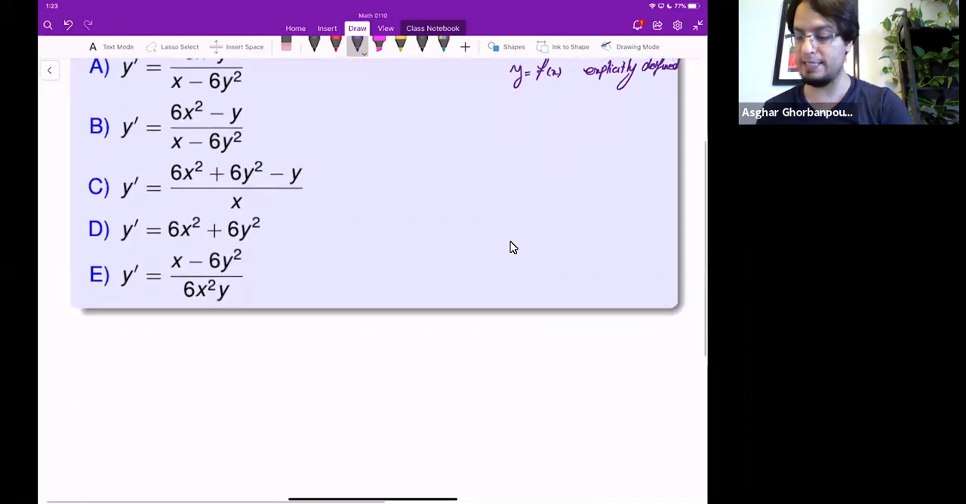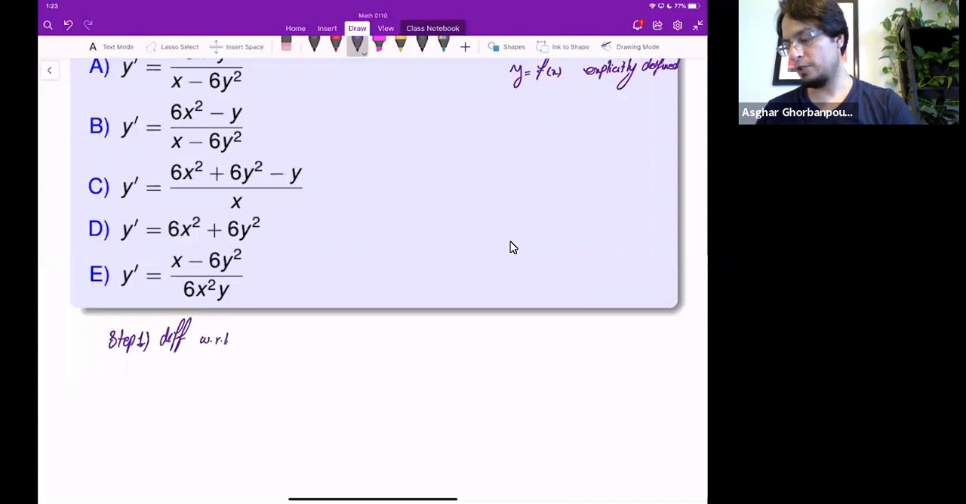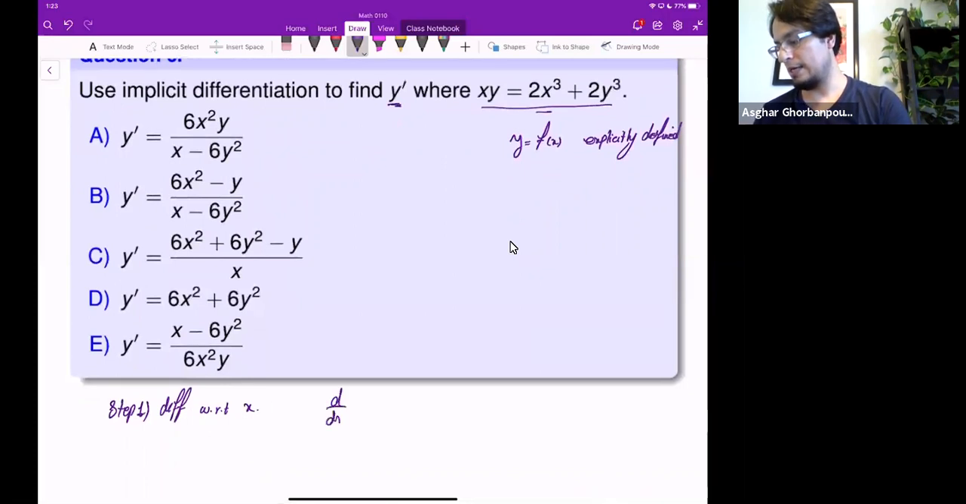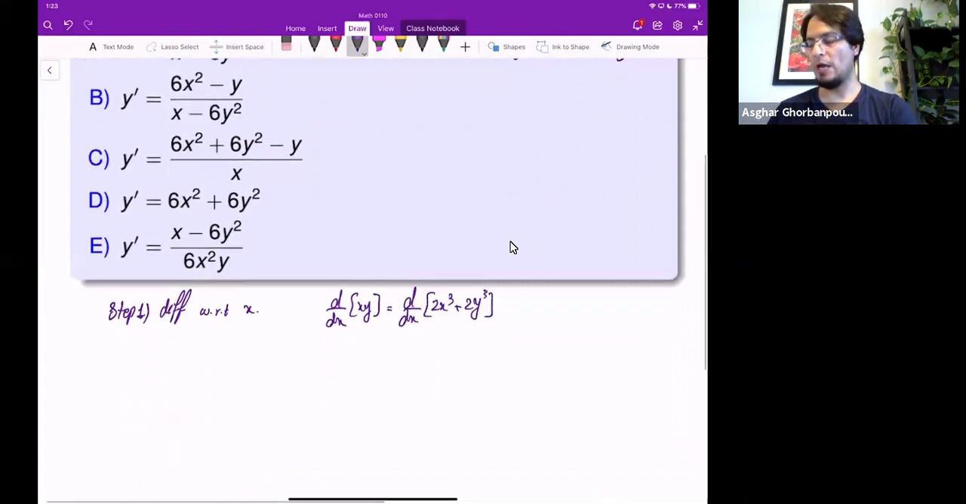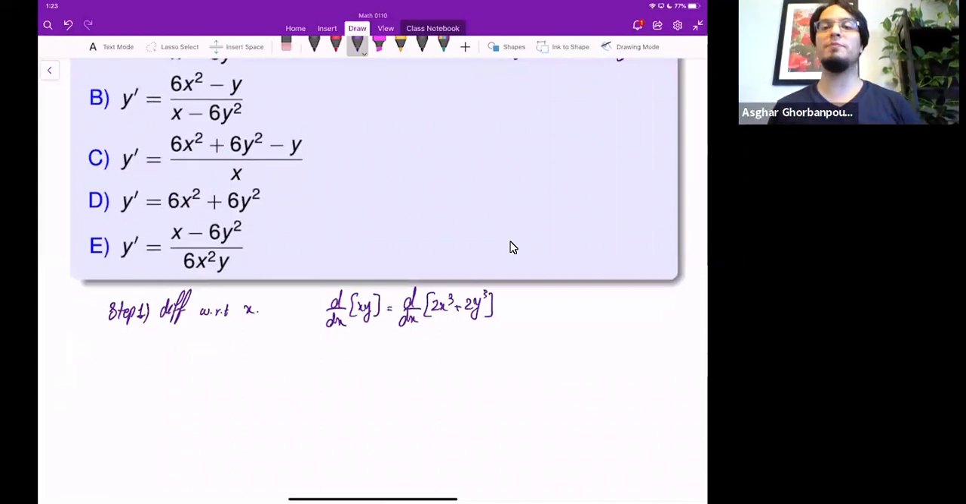And what do we do for implicit differentiation? Always, this is the first step: differentiate both sides of the equation with respect to x. So here, d/dx of xy equals d/dx of 2x cubed plus 2y cubed. Okay, that's the first step. Well, I'm not done yet with the first step, but the starting point is you have to differentiate both sides with respect to x.